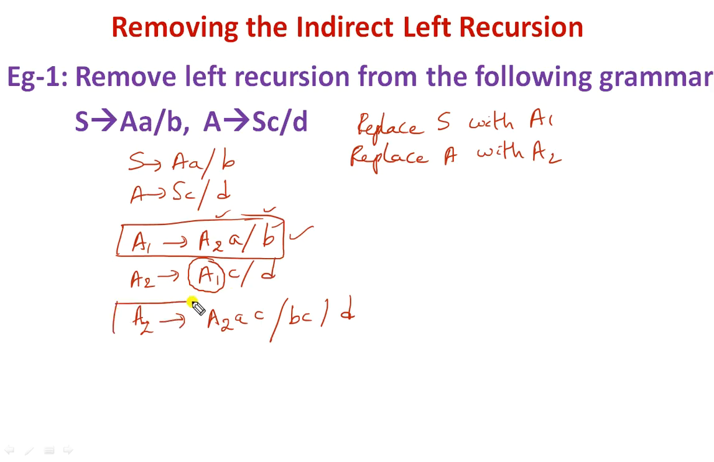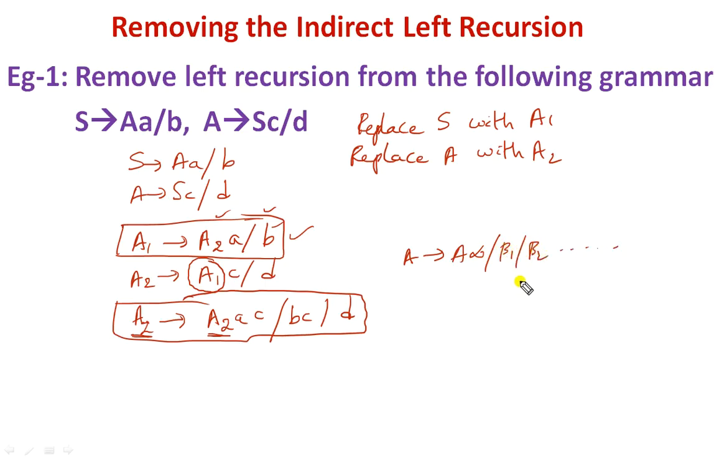As far as this particular production rule is concerned, there is a direct left recursion: A2 is generating A2. Now we know how to eliminate the direct left recursion, and this direct left recursion is of the form A generates A alpha or beta 1, beta 2 and so on. We have seen in the previous video how to remove the direct left recursion whenever the production rules are like that.